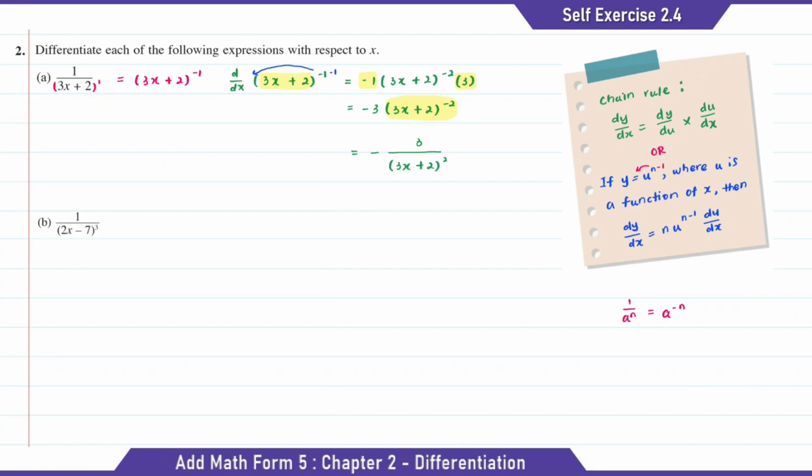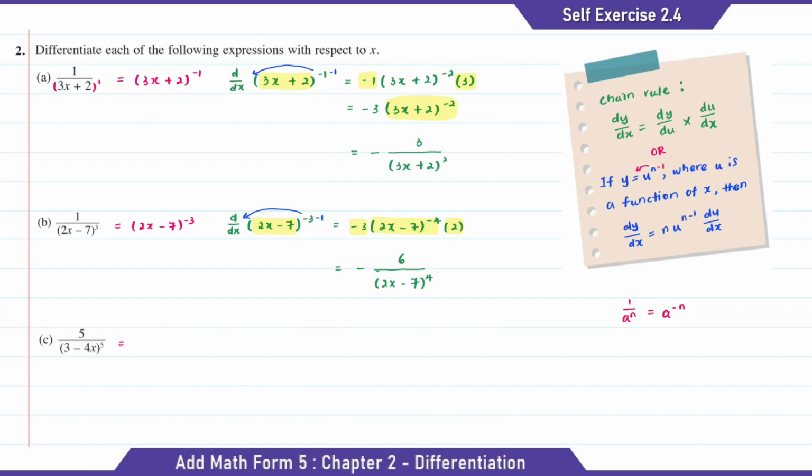Question B. 1 over 2x minus 7 to the power of 3. According to the law of indices, I can write this as bracket 2x minus 7 to the power of negative 3. So here we're going to get negative 3 bracket 2x minus 7 to the power of negative 4. Then differentiate the terms in the bracket, which is going to be 2. So next, multiply the negative 3 with the 2, which is going to be negative 6. And then write the power in positive form. Then the final answer will be negative 6 over bracket 2x minus 7 to the power of 4.